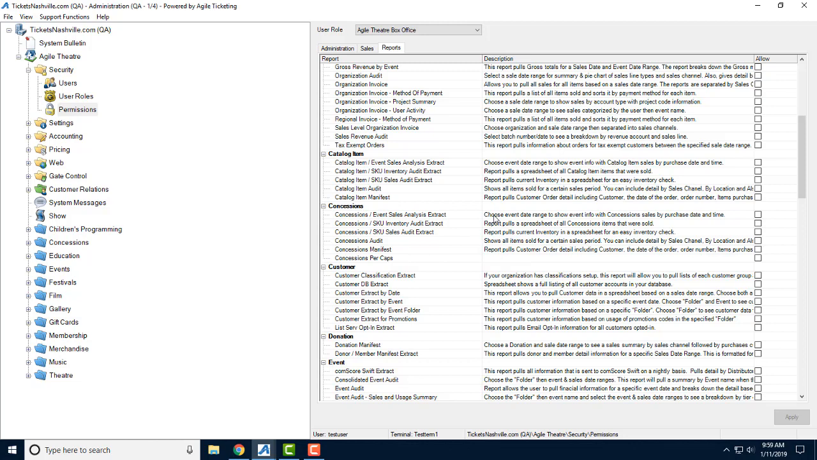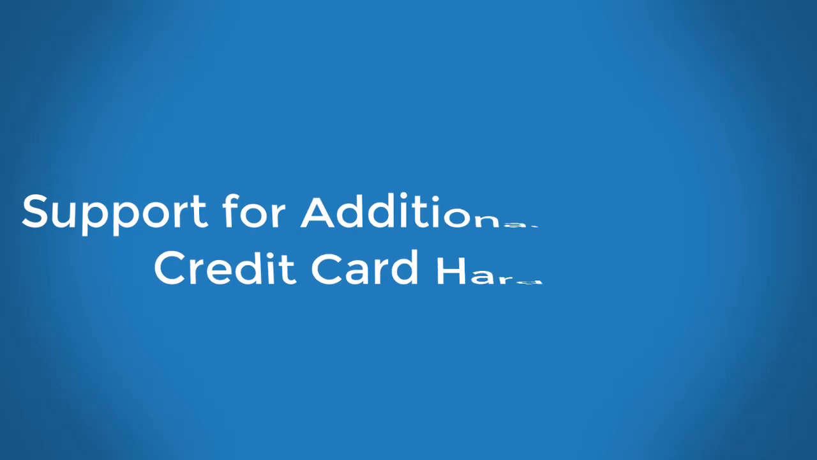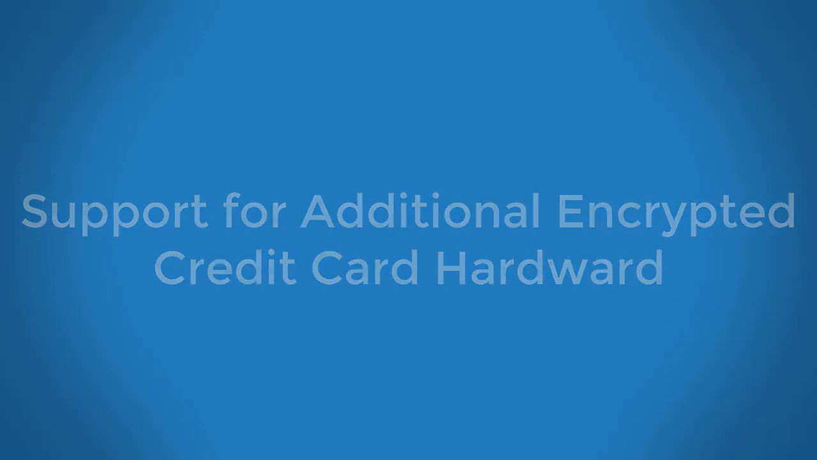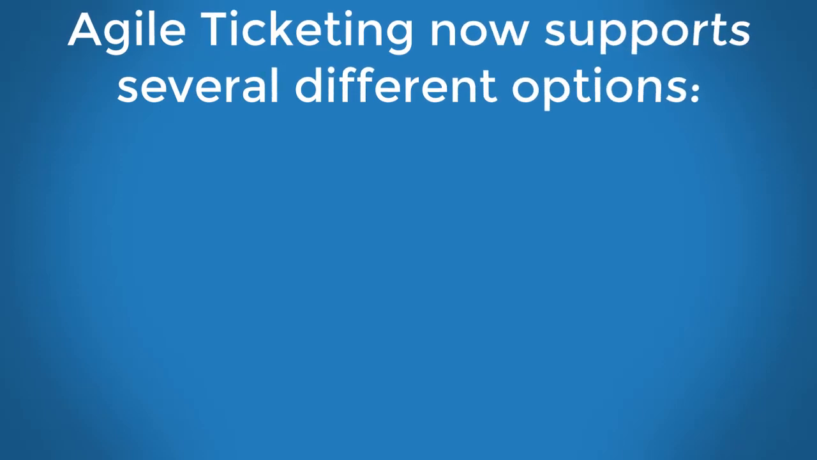And again, we are also providing that description here so that way you can better decide who needs to get access to particular reports. The next enhancement on our list is support for additional encrypted credit card hardware. Agile Ticketing now supports several more encrypted options.